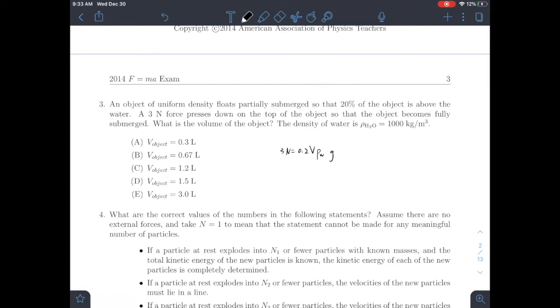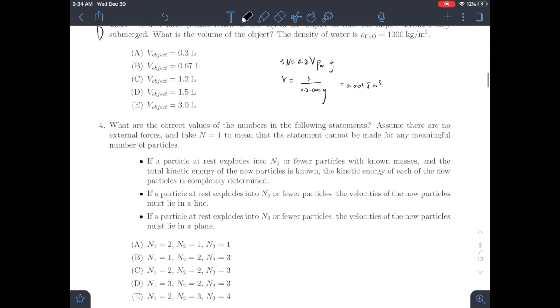times g, which is the change in volume times density of water times g. Then we can calculate V is equal to 3 over 0.2 times 1000 times 10, with g being 10. So we calculate in our calculator. It is equal to 0.0015 cubic meters, which times 1000 is 1.5 liters, which is D.